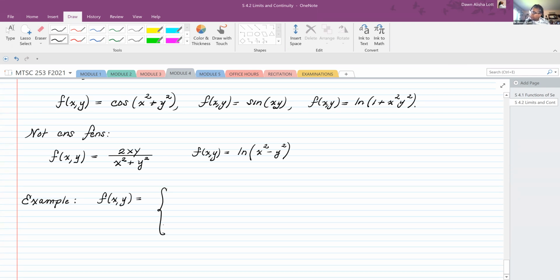I'm going to let it be 2xy over x squared plus y squared, and this is if xy is not equal to 0, 0. And I'm just going to say it's 0 if xy is equal to 0, 0.